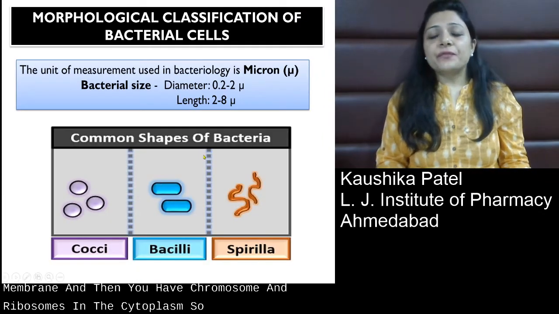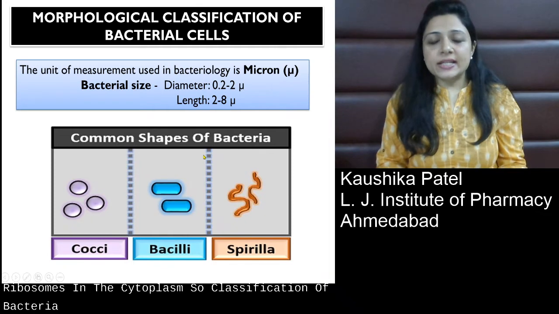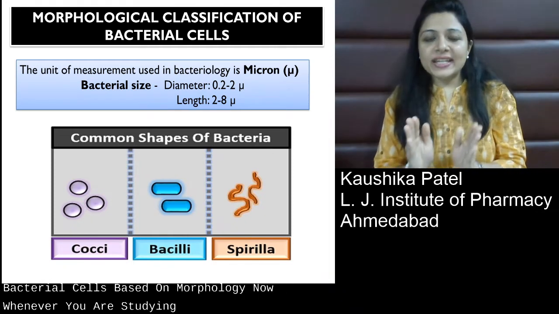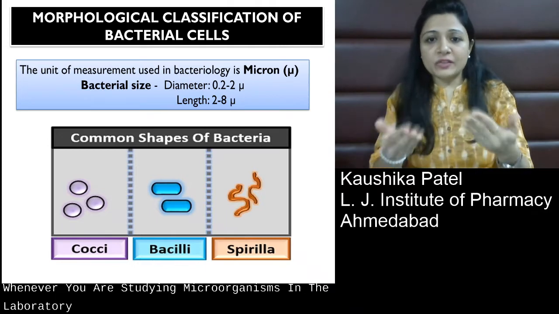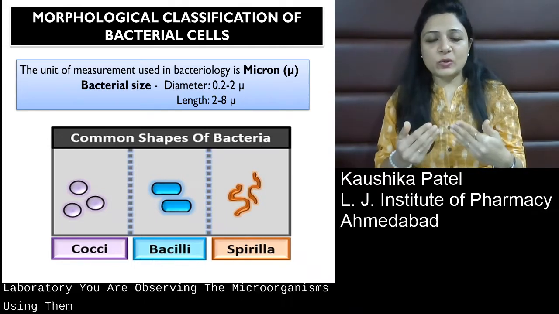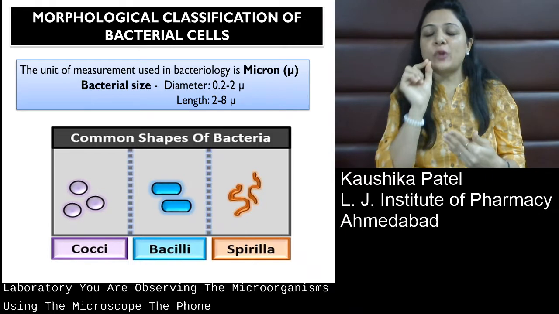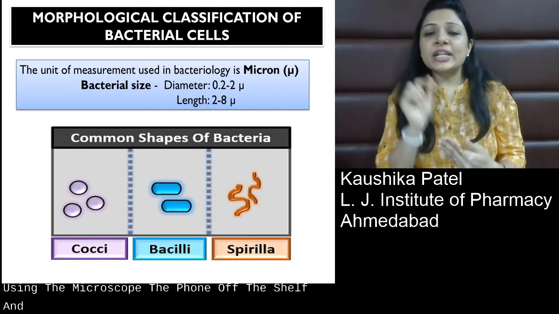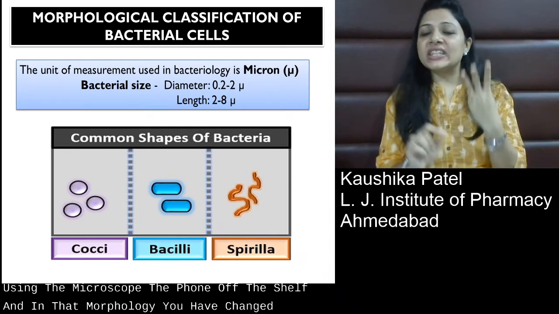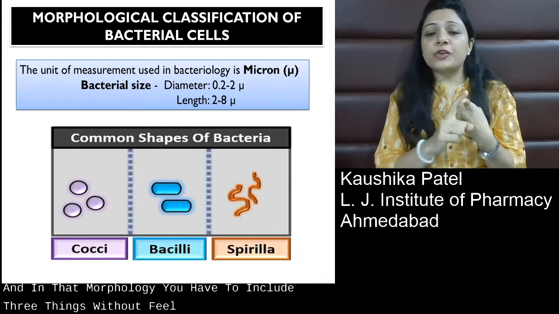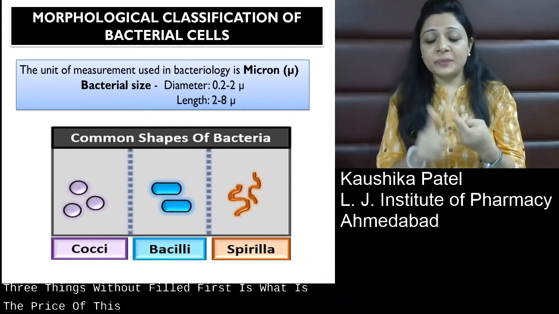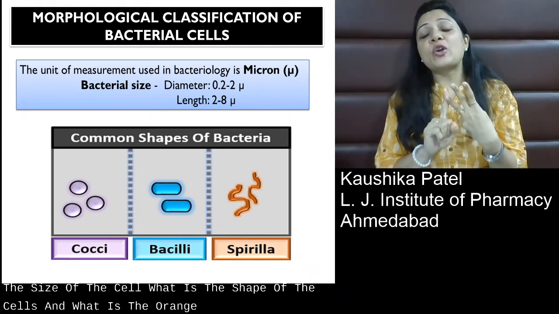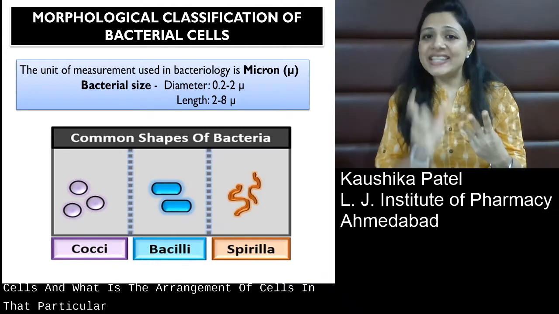So, classification of bacterial cells based on morphology. Now, whenever you are studying microorganisms in the laboratory, you are observing the microorganisms using the microscope. The first thing you have to observe is the morphology of the cells. And in that morphology, you have to include three things without fail. First is, what is the size of the cell? What is the shape of the cell? And what is the arrangement of cells in that particular slide?